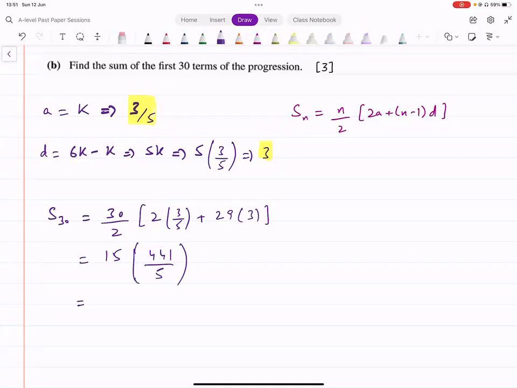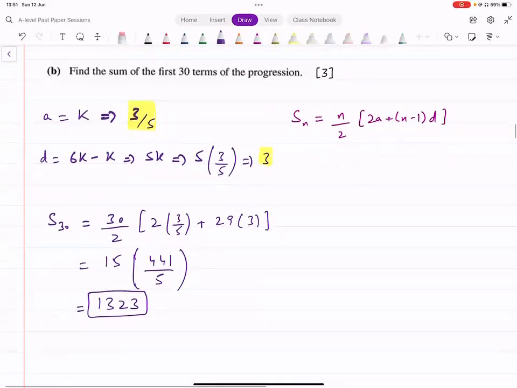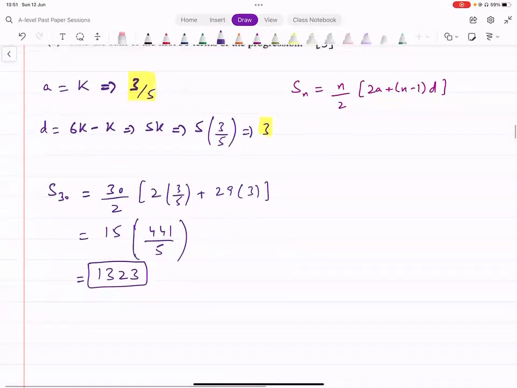And now we can evaluate this by multiplying this number by 15. And that turns out to be 1323. So the sum of the first 30 terms is equal to 1323 from this. All right, so that was the second part. Let's move on to the next one.